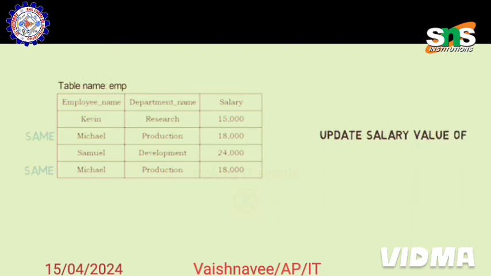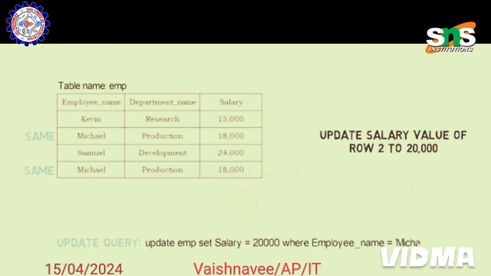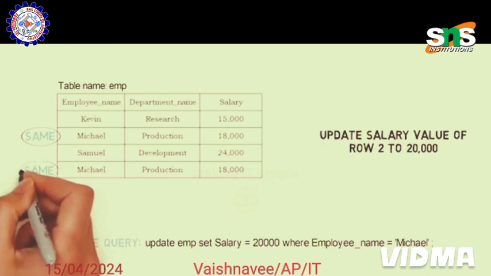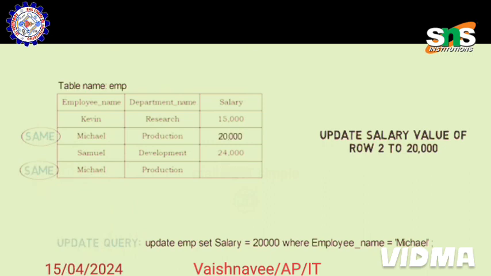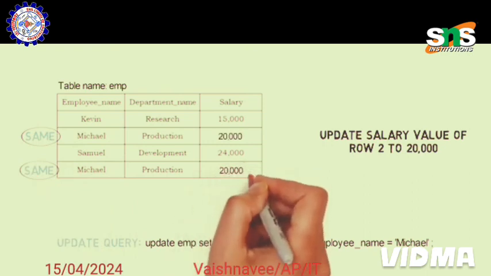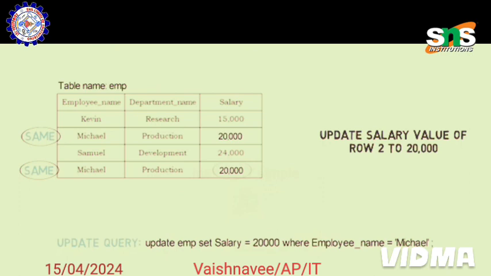If you want to change the salary value of row 2, this will be the update query: update employee set salary equal to 20,000 where employee name equals Michael. But as rows 2 and 4 have identical values, both rows will be updated. So the salary value of row 4, which is now 20,000, is the wrong value. This can affect the database. These kinds of problems and anomalies arise when there is redundancy in a table.